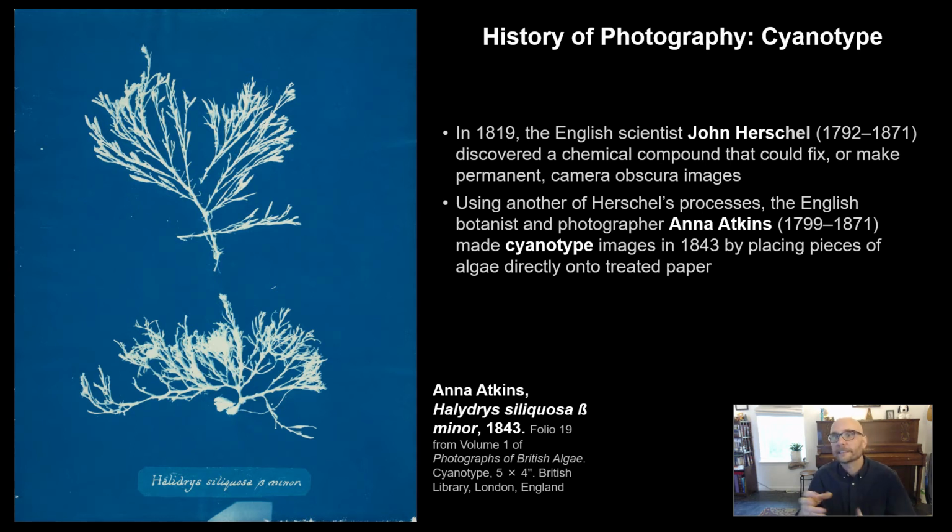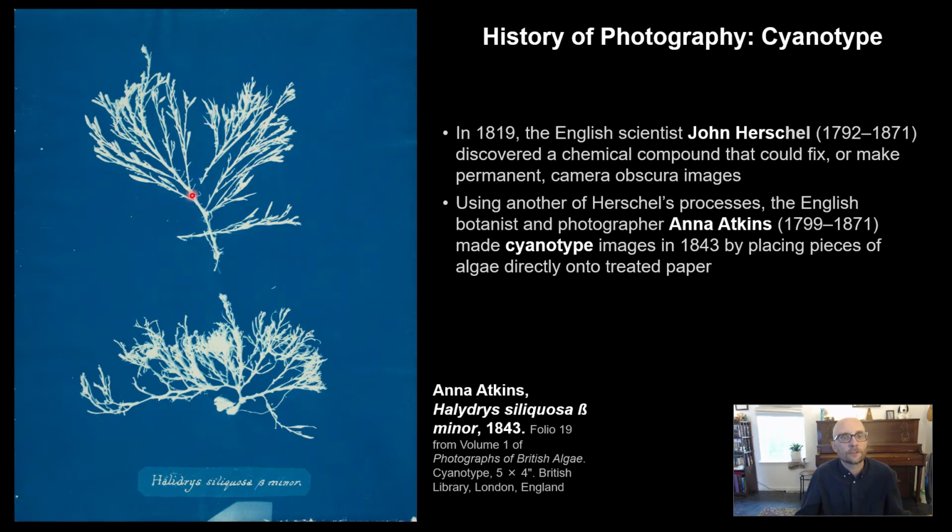But in 1819, an English scientist, a guy named John Herschel, discovered a chemical compound that could fix or make permanent camera obscura images. And then later on, an inventor, a woman named Anna Atkins, used that chemical and started to experiment with it. And what she would do is she would cover pieces of paper with this chemical and make what are called cyanotypes, because the images that were produced because of the light that was absorbed produced cyan-colored images. And then what she would do is she would lay stuff on top of that piece of paper.